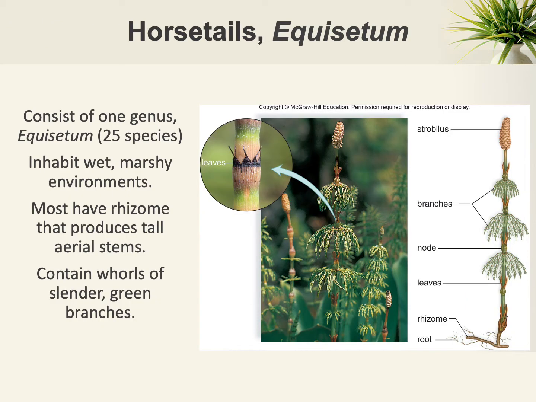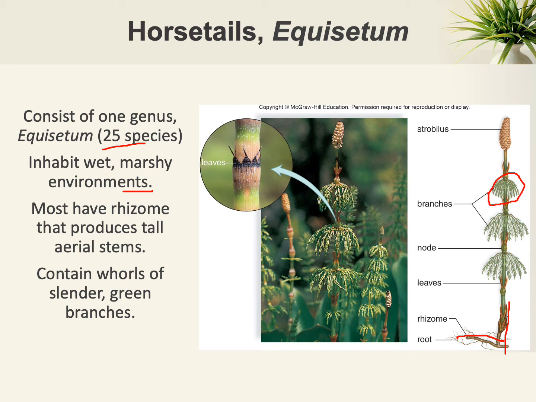An example of the pteridophytes, the first one, is the horsetail, or Equisetum. This genus consists of 25 species. It usually inhabits wet and marshy, very moist environments. They mostly have rhizomes that produce a tall aerial stem. This is just one tall stem, and they contain whorls of slender green branches. So these are the branches.